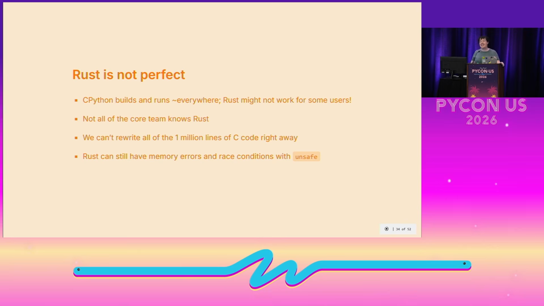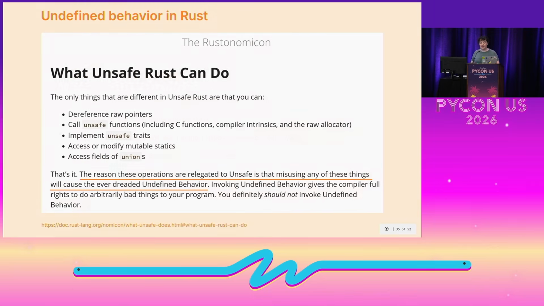And Rust can still have memory errors and race conditions with unsafe. Unsafe Rust is a mode which allows you to do a few extra things on top of Rust. One of the more dangerous things is to dereference a raw pointer, but it also allows you to unsafely declare that things are safe to pass between threads, things like this.